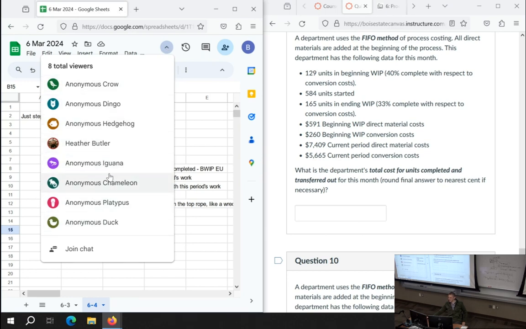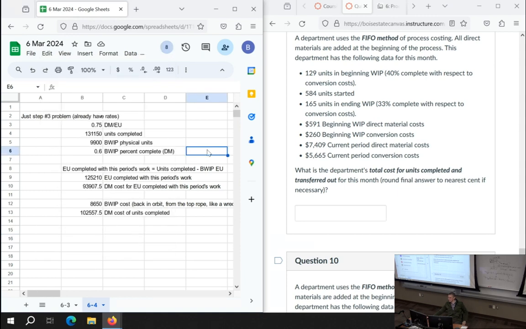Oh, everyone's changed. Wow. Got a crow, dingo, hedgehog. What's the name? Iguana, chameleon, platypus, duck. Got more people watching me here.